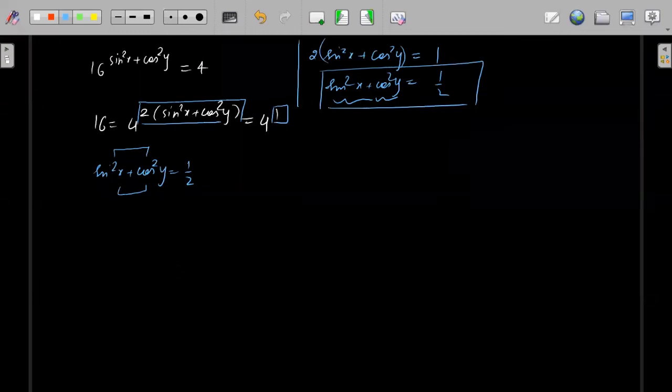Okay, now see, even if you do not remember sine square cos a plus b into cos a minus b, you can do one thing. You can convert this cos square y into sine square. Cos square y is 1 minus sine square y, so sine square x plus 1 minus sine square y is equal to 1 by 2, right?